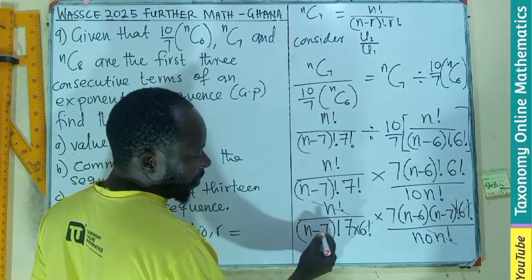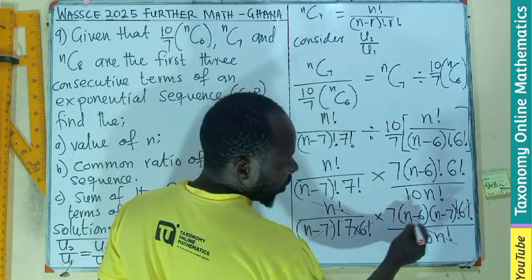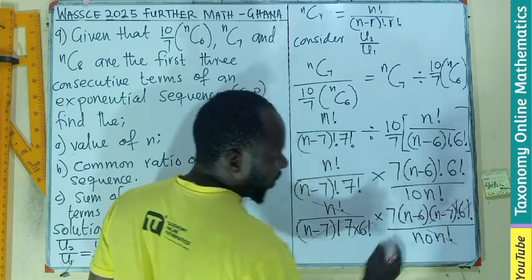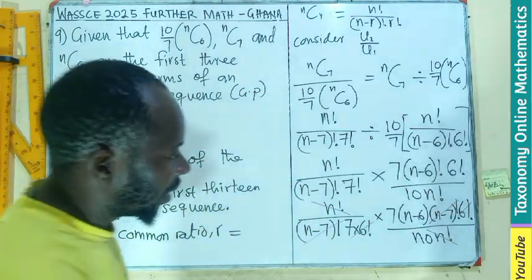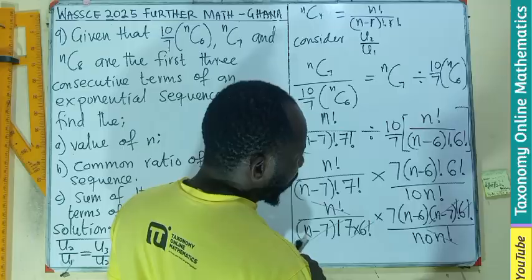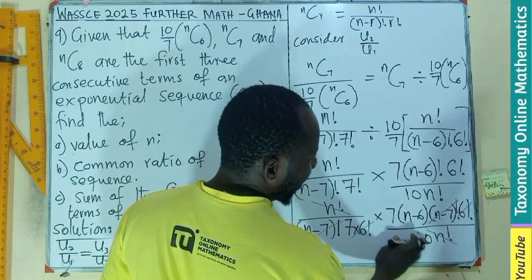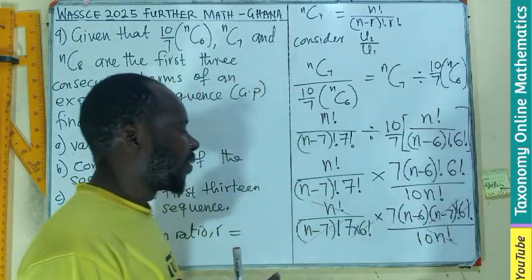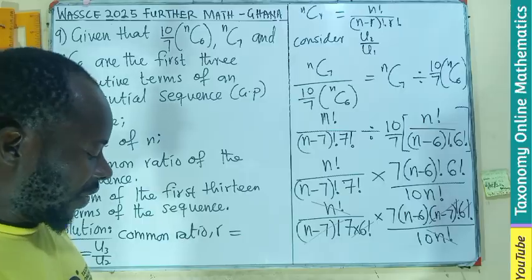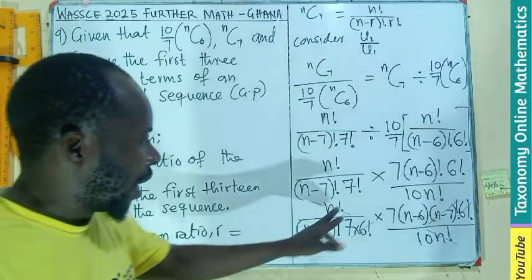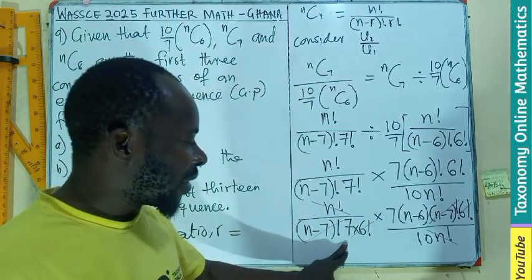What do we have here? n minus 7 factorial, n minus 7 factorial. What did I write here? I think I write, no, it should be 10, right? Alright, 10 factorial. So what is left is going to be 1 here divided by 7.